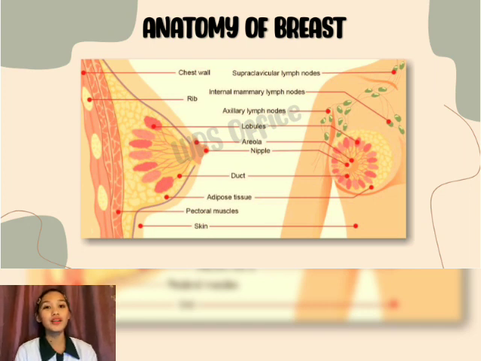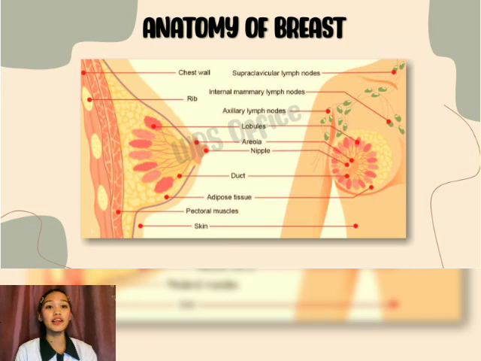Number 3, supraclavicular lymph nodes. These lymph nodes are located just above the collarbone and are responsible for draining lymph fluid from the upper part of the breast and surrounding areas. Number 4, internal mammary lymph nodes. These lymph nodes are situated along the internal mammary artery and assist in draining lymph fluid from the middle and inner parts of the breast.